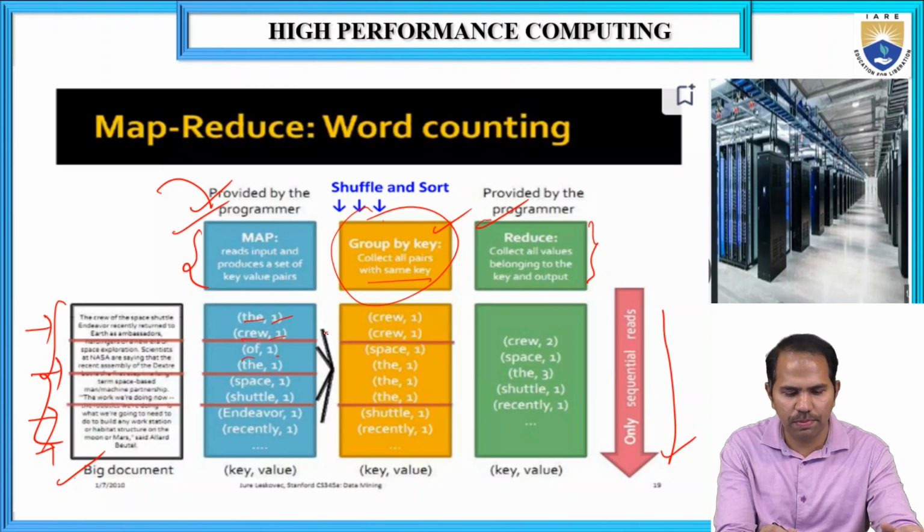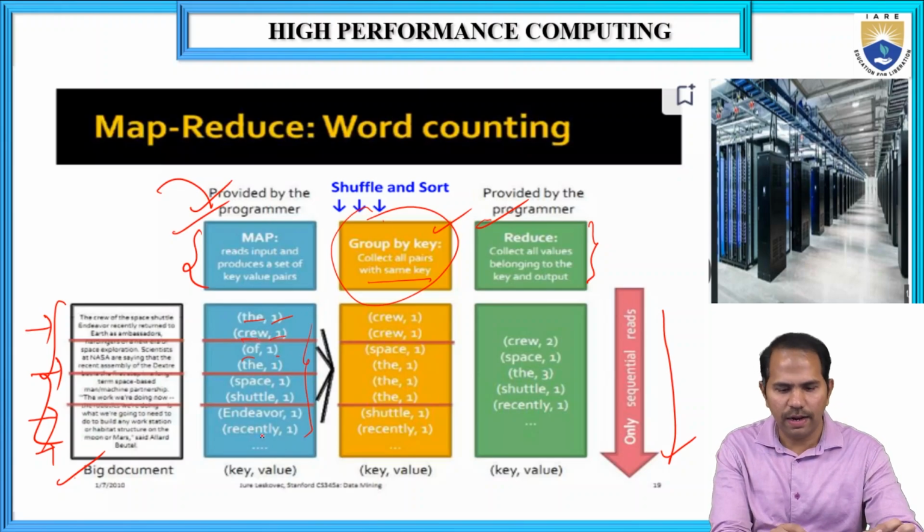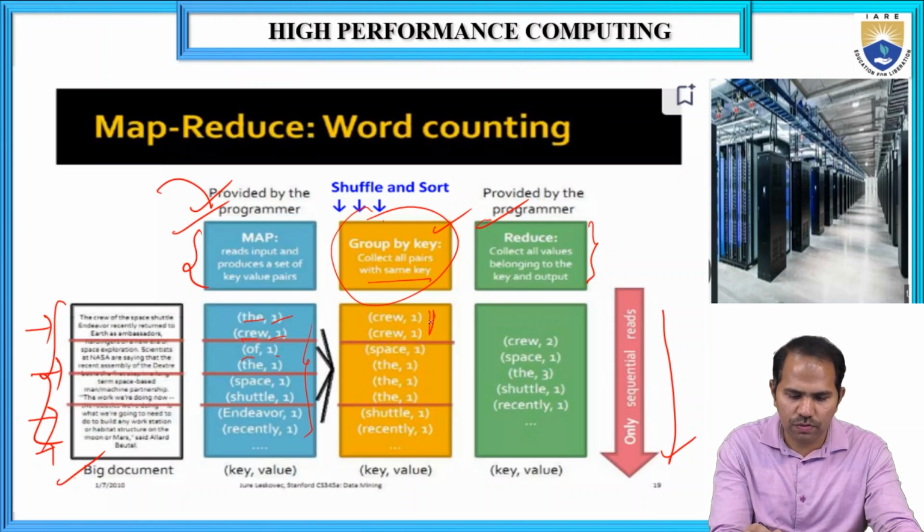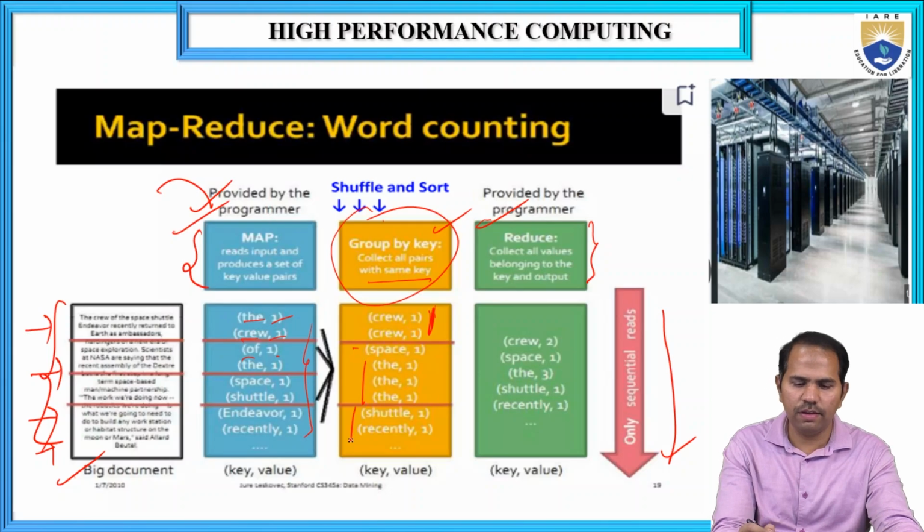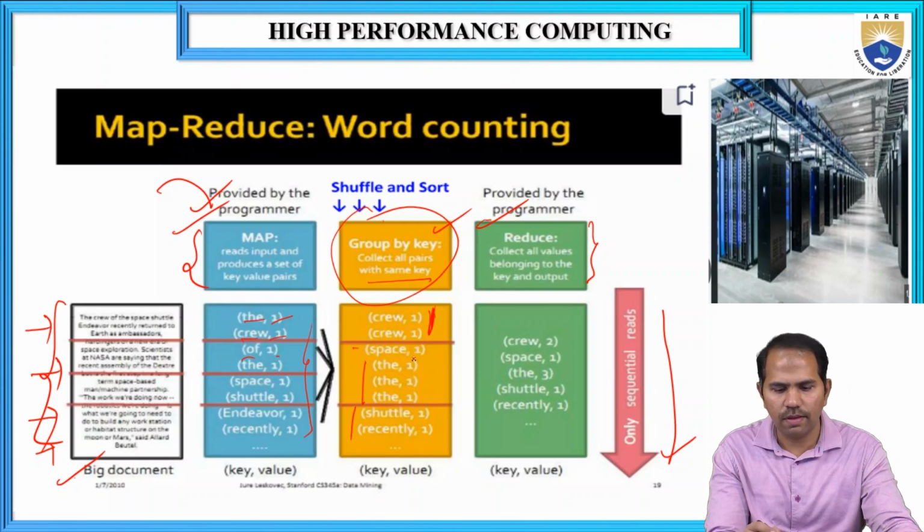So the total document has to be divided into key value pairs. And the second thing is group by key. So collect all pairs with the same key. Same key means it is a 1. So same name, now same name with a different one. This is the thing we consider with a group by key: same name, collect all pairs with the same key.